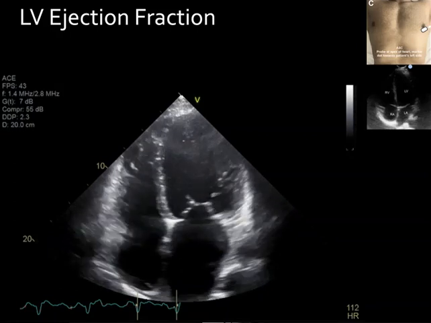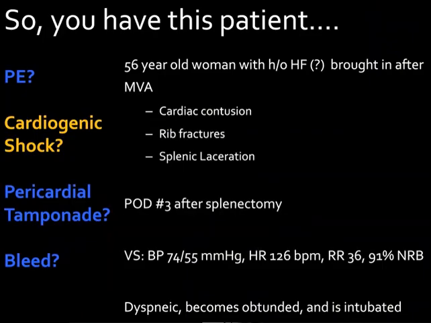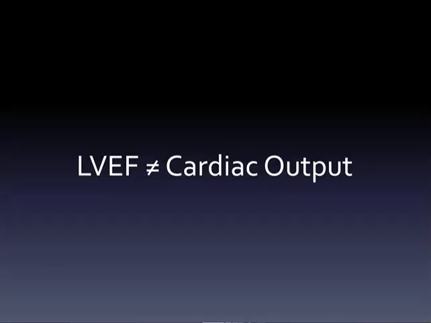So say that last echo that we saw is the echo that you're getting on this 56-year-old woman who's hypotensive. Does that mean that this is cardiogenic shock? Certainly the fact that she has such a low ejection fraction should raise concern, but ejection fraction, as I had just mentioned, does not necessarily mean cardiac output. So I just want to delve a little bit more into whether we can get more from echo than just ejection fraction to help us with clinical decision making.